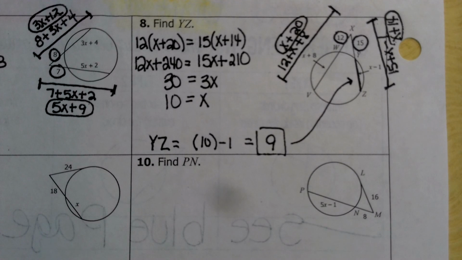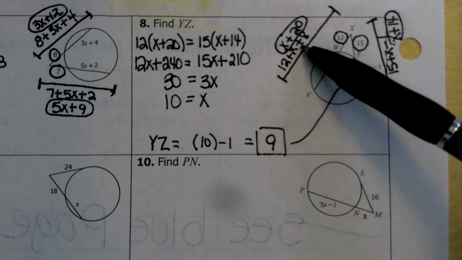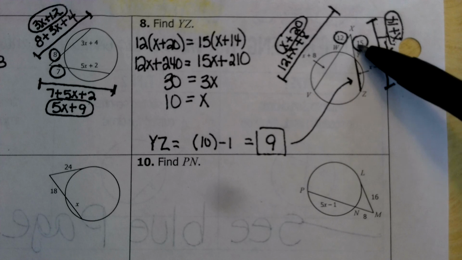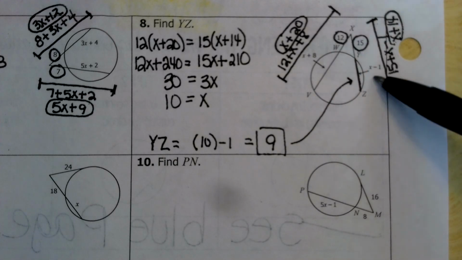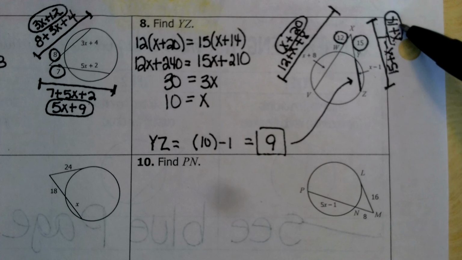So let me go over this with you real quick. So over here, 12, and then this is going to be 12 plus x plus 8. I recommend you write it out. You don't have to if you can do it in your head. Add that together, you get x plus 20. And then over here, it's going to be 15. And then 15 plus x minus 1. 15 minus 1 gives us x plus 14. Use your brain. That is basic math.